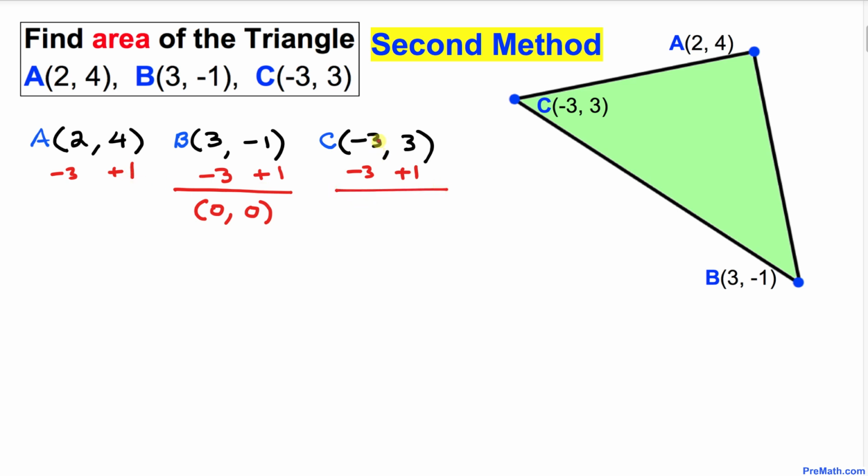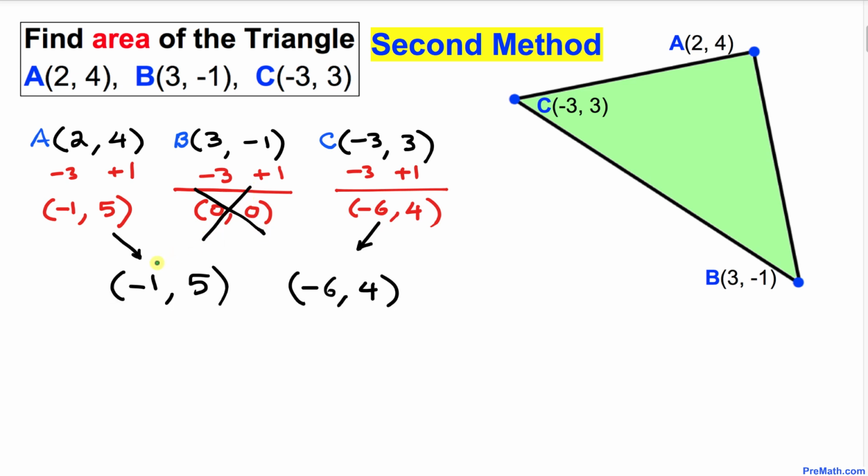Let's go ahead and add them. So that is going to give us -6, and that is going to give us positive 4, and here is going to give us -1 and then a positive 5. Now let's go ahead and throw away this (0, 0) number. We're going to discard it. So we are just ending with these two numbers, (-1, 5) and (-6, 4).